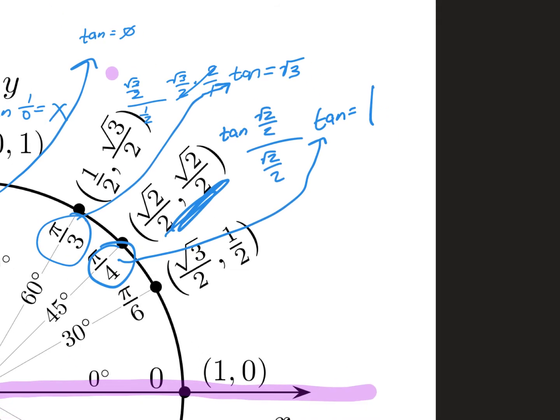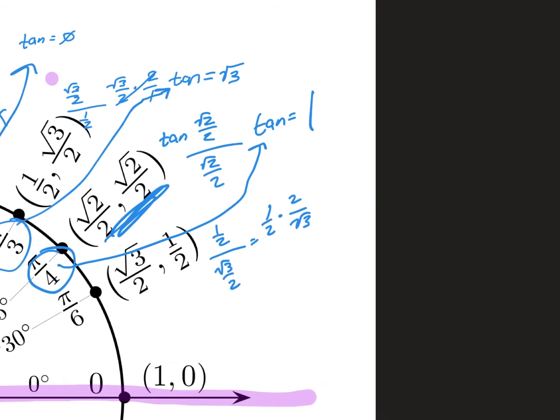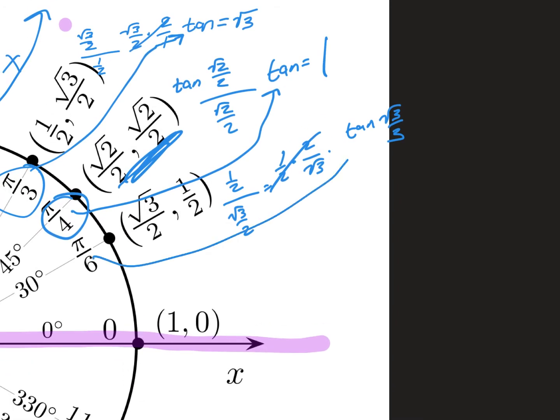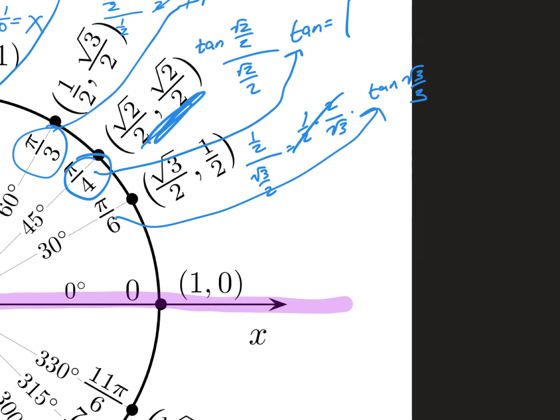Here, you would take 1/2 divided by root 3 over 2. 1/2 times 2 over root 3. What happens to my 2's? They cancel out. Then I have to rationalize, right? So that gives me root 3. Here, the tangent is root 3 over 3. And then here at 0 degrees, I take 0 over 1. So it gives me tangent of 0.